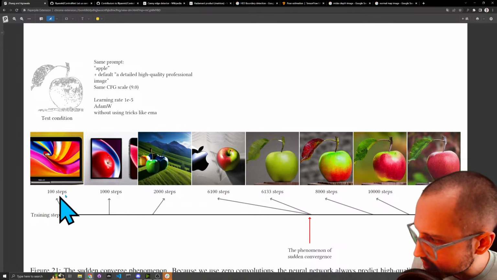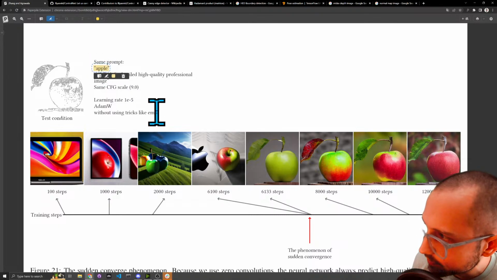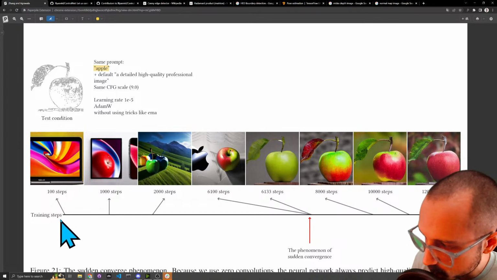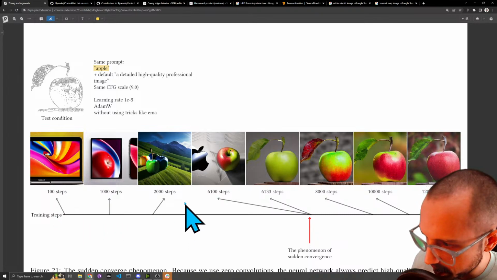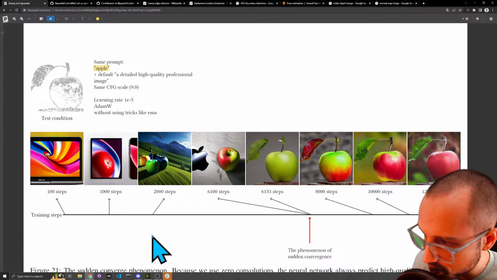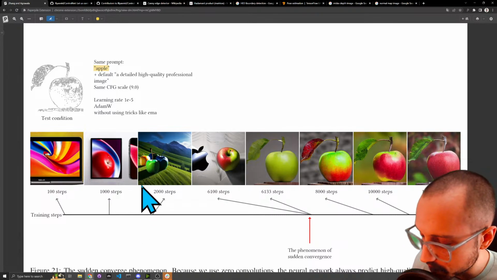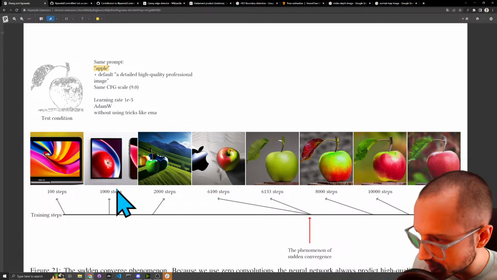So at 100 steps, it doesn't matter, right? The prompt is Apple. At 100 steps, the ControlNet doesn't have any influence on the diffusion model. So when the diffusion model is given the word Apple, it just gives you an Apple computer, right? This is just a standard text-to-image model. But as you go further and further into training, the signal coming out of the ControlNet is bigger and bigger in magnitude, which means it has more and more control over the actual output of the diffusion model, where the output of the diffusion model is just the noise that gets removed.